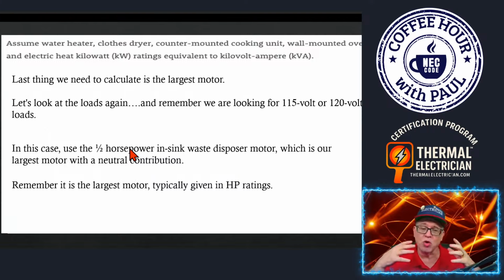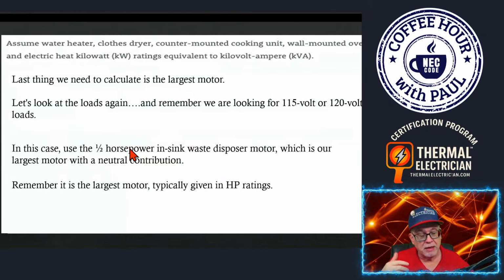So we got to capture that one last piece. And again, in the real world, if you leave off that 25% of the largest motor, probably not going to change your math too much. And in the field, it's not going to make a hill of beans probably in the real world. On an exam, it may make a difference. So just keep that in mind.